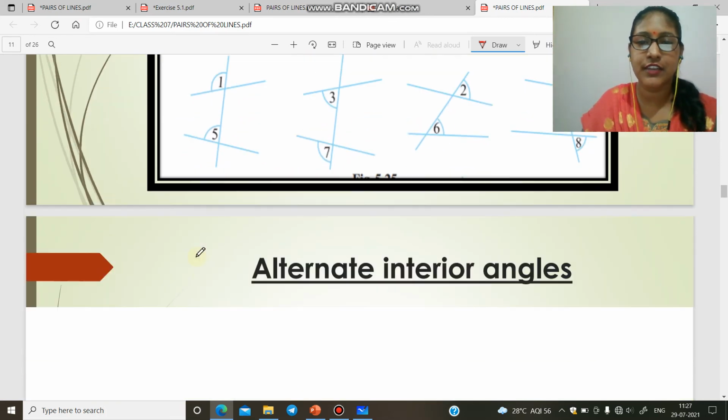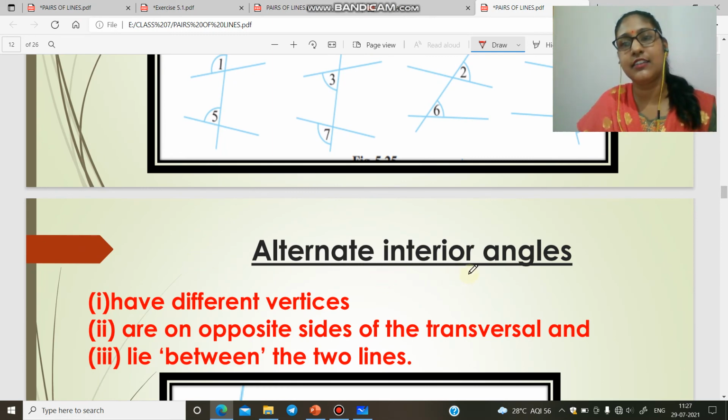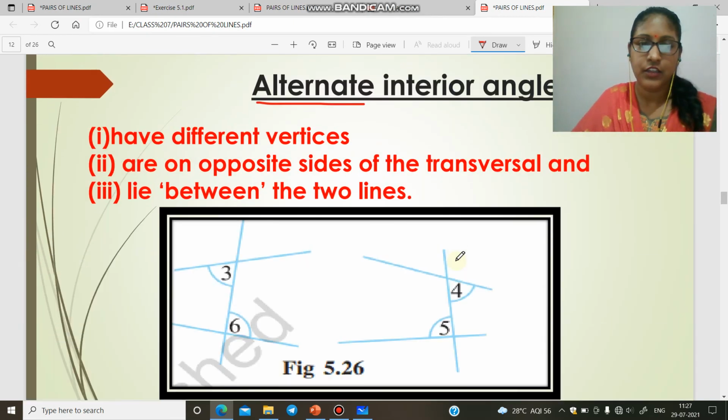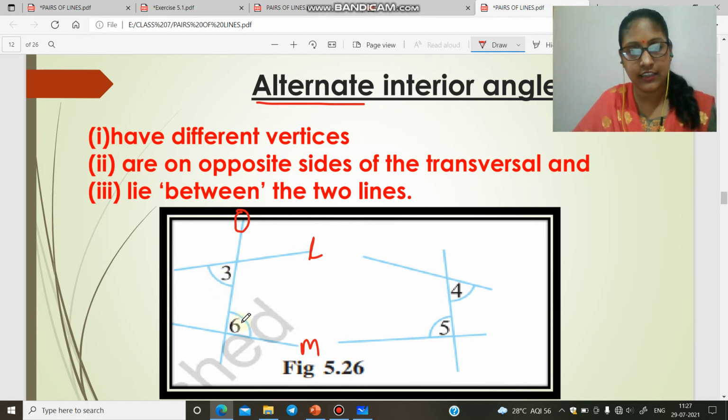Now we are moving to the next type of angle, alternate interior angle. Alternate means they are in alternate position and interior means present in the interior part. So suppose these are our two lines L and M and O is our transversal, then angle 3 and angle 6 are said to be alternate interior angles because they have different vertices. They are on the opposite side of a transversal. Angle 3 is on the left side, then angle 6 is on the right side. Same as here, angle 4 is on the right side, angle 5 is on the left side.